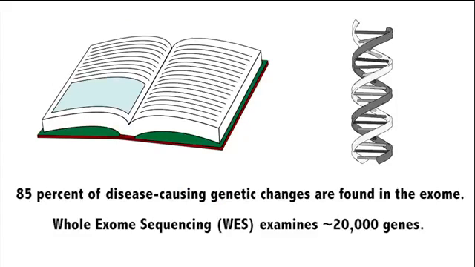Imagine you are studying from a textbook. If you knew what questions were going to be asked on your exam, you could focus on the most important pieces of information given by that text. Whole exome sequencing works in much the same way, by allowing us to focus on the exons, which are the most important parts of a gene. Roughly 85% of all known disease-causing variants are found within the exome. This makes whole exome sequencing an extremely comprehensive and cost-effective test.